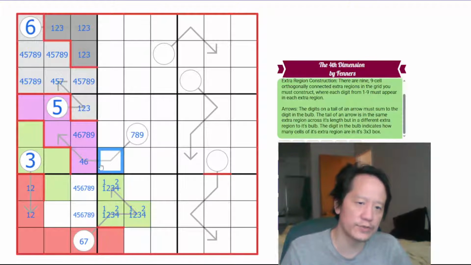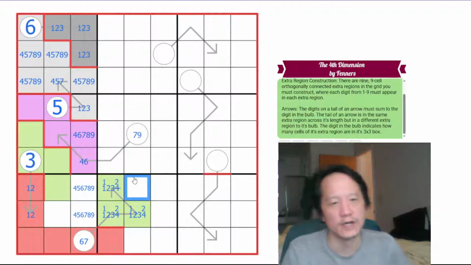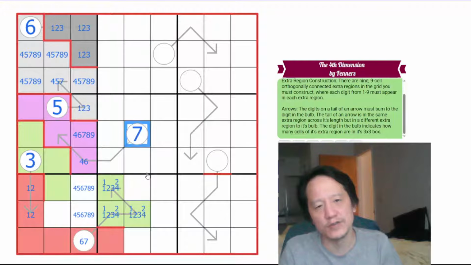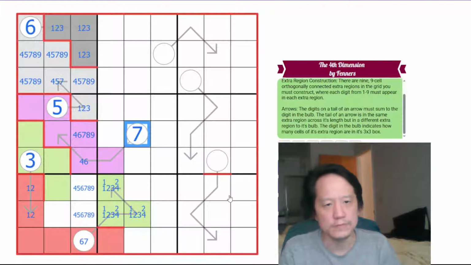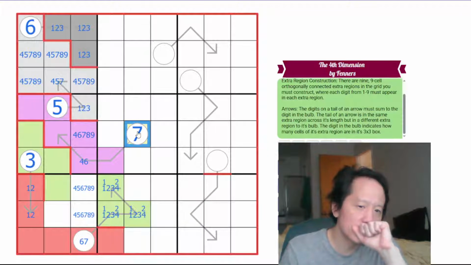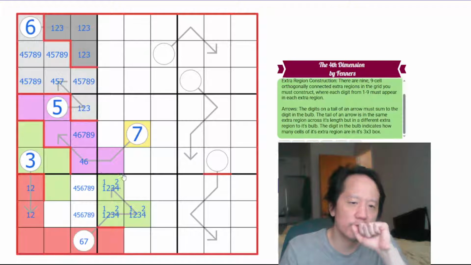They both see 3, so that 3 cannot be here. So it's either 1, 2, 4 or 1, 2, 6, which means this is 7 or 9. But these are separate regions, so this can never be 9. So this has to be 7 then. So this is pink. I guess we can make this yellow. These are separate regions.